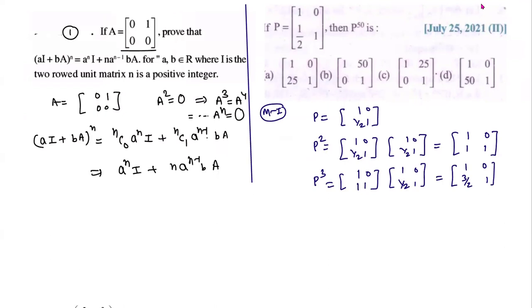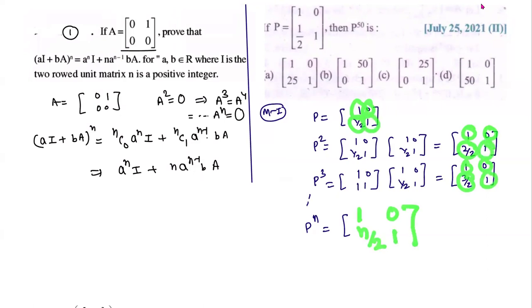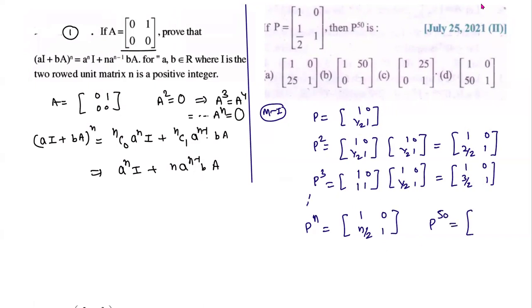If you observe this 1, you can write 2 by 2. Now, observe the pattern. What is P power n? We have 1, 1, 1, so here also 1, 0, 0, 0, so here also 0, and 1 by 2, 2 by 2, 3 by 2, so here we have n by 2, and 1, 1, 1, so here we have 1. Can we observe this pattern? Now tell me, what is P power 50? 1, 0, 25, 1. Get the answer or not?